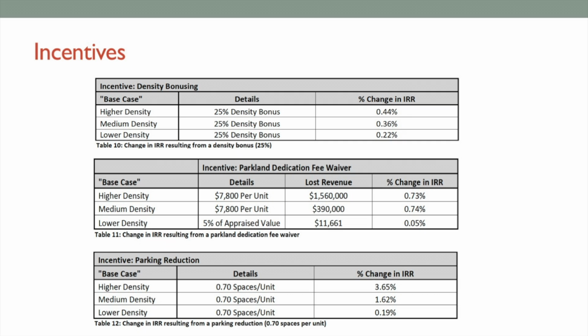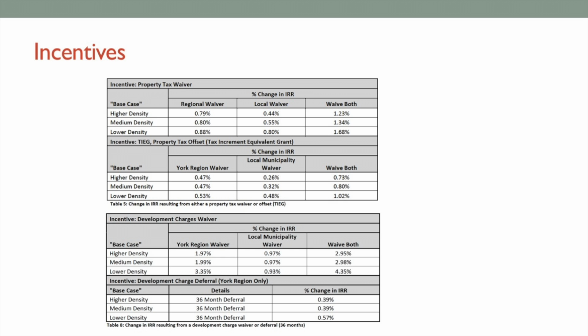Let's go through this quickly. They said, if we had a density bonus, how much would it increase IRR for the different scenarios? Parkland dedication fee, which in Ontario is a fee that's required of developments to set aside for parks. Parking reduction was a big one, especially in high density. If they reduced parking by 0.7 spaces per unit, the IRR went up 3.65%. So this is a way to use the pro forma to figure out how much of what's necessary to deliver the desired outcome. And they have a few others here.